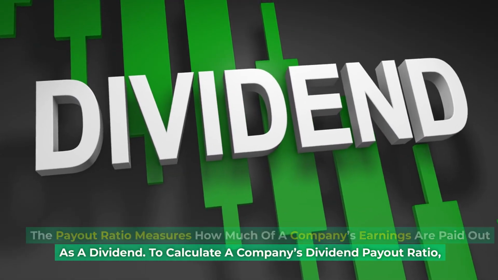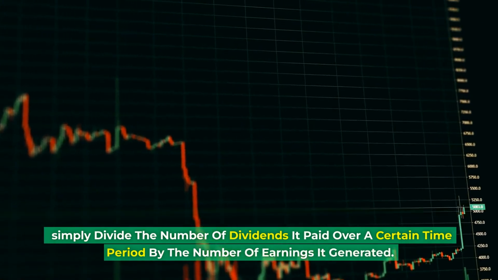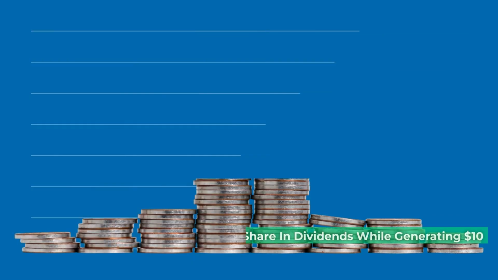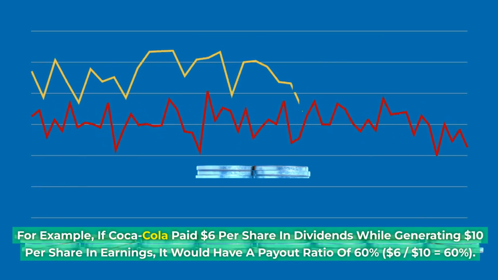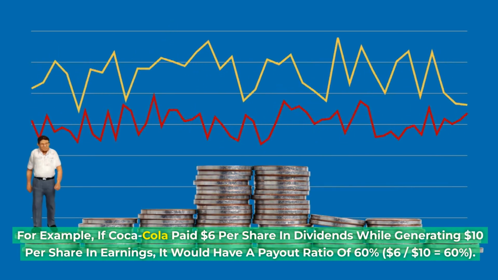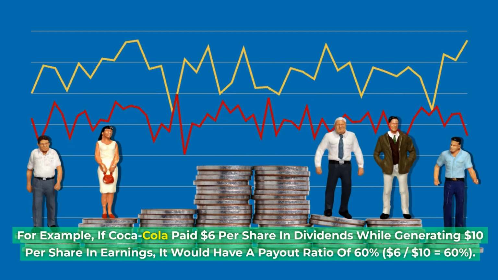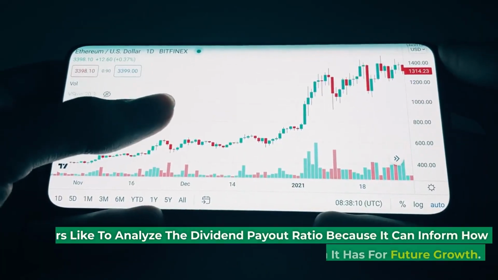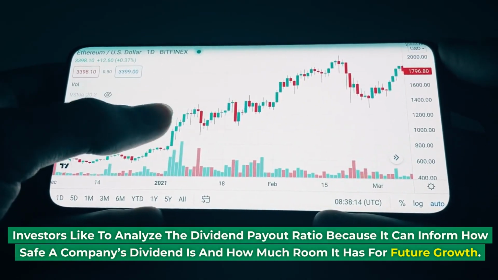To calculate a company's dividend payout ratio, simply divide the number of dividends it paid over a certain time period by the number of earnings it generated. For example, if Coca-Cola paid $6 per share in dividends while generating $10 per share in earnings, it would have a payout ratio of 60%. $6/$10 equals 60%.